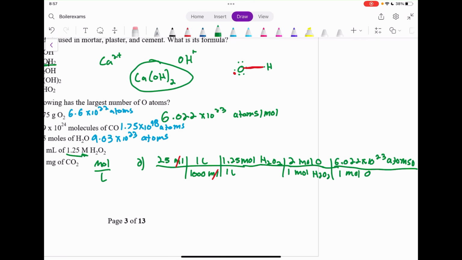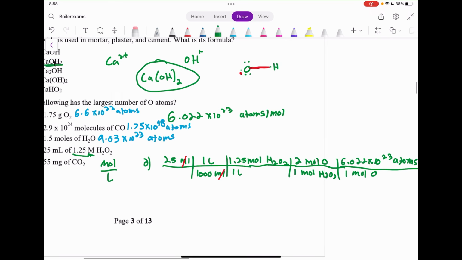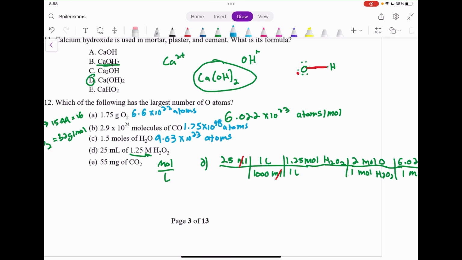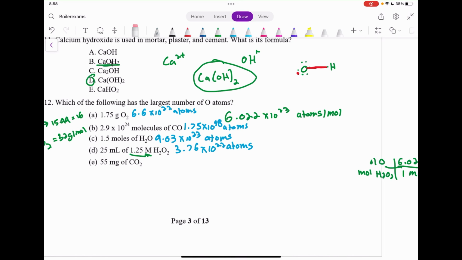Avogadro's number times 2 times 1.25 times 25 divided by 1,000. And we get 3.76 times 10 to the 22nd atoms. Okay. One more.